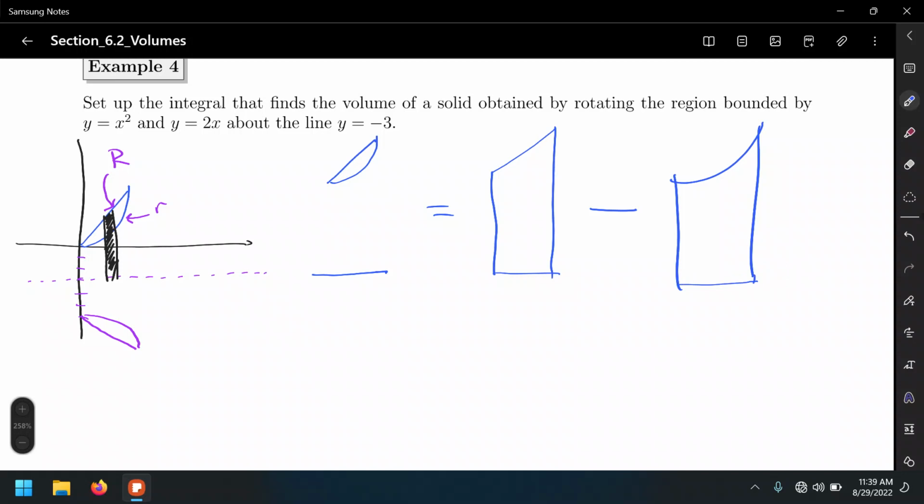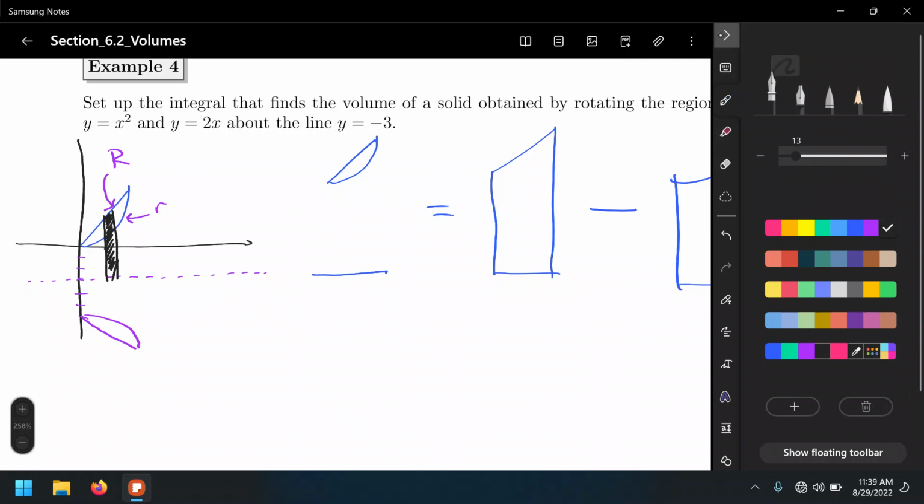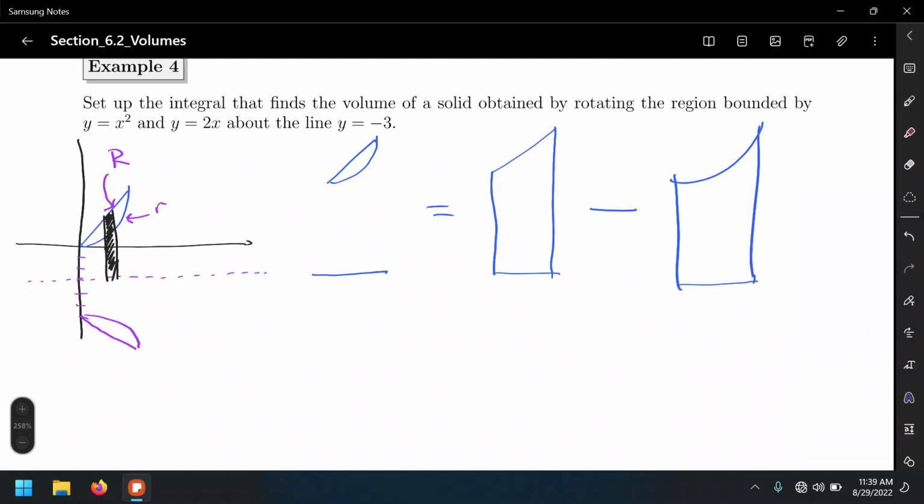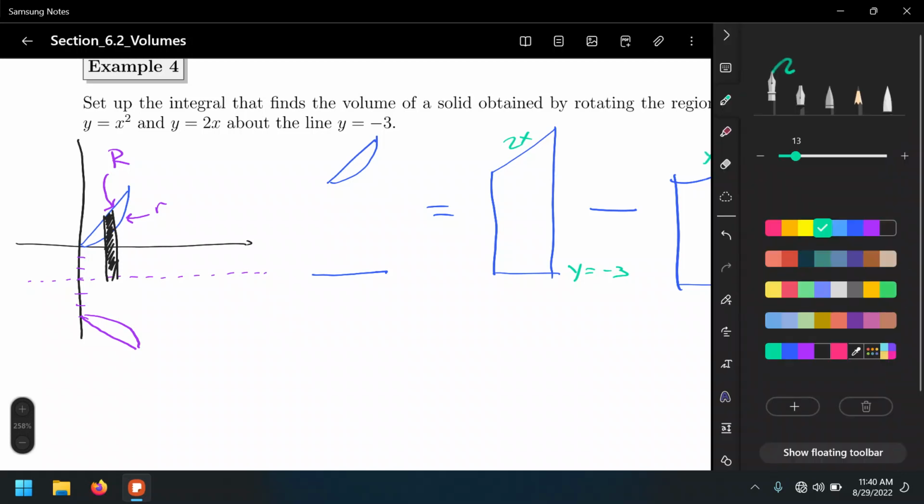Okay. Well, let's further analyze every single part. So from this is the axis of revolution, y equals -3. This is the axis of revolution, also y equals -3. And what is this line in this case? 2x. And this curve, x squared. Okay?